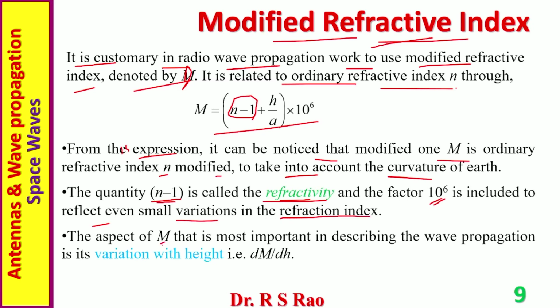The aspect of M that is most important in describing the wave propagation is its variation with height, dM by dh. Already we have seen the curvature radius of the wave depends upon variation of refractive index with height. Modified refractive index is ordinary refractive index with modification. Hence, we can understand very easily that variation of modified refractive index with height plays an important role in describing the space wave paths.